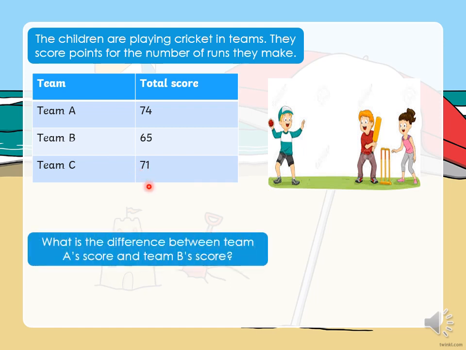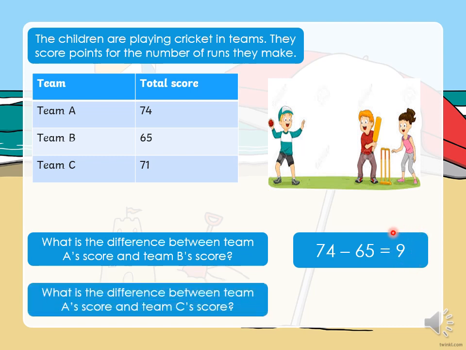We have a question here. What is the difference between Team A's score and Team B's score? This is Team A's score, 74, and Team B's score, which is 65. What's the difference between these two scores? Let's see. 74 minus 65 equals 9. The difference between Team A's score and Team B's score is 9 points.